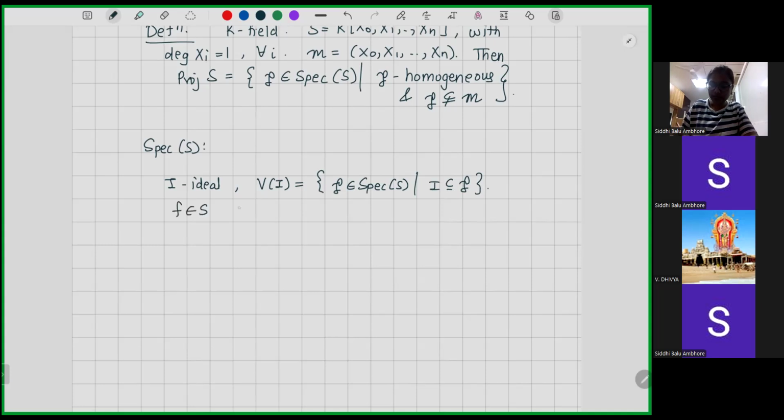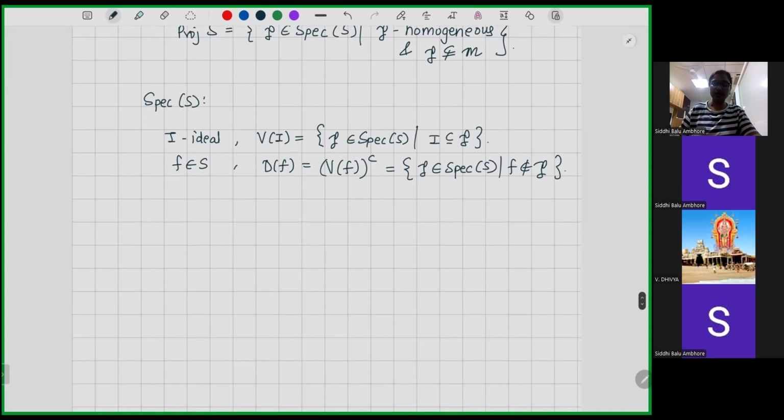Also, for any element F in S, we have this set defined, DF. This is just the complement of VF. What is VF? VF is the collection of all the prime ideals such that F is contained in P. So DF is the complement of VF. It will be P in Spec S such that F is not contained in this prime ideal P.